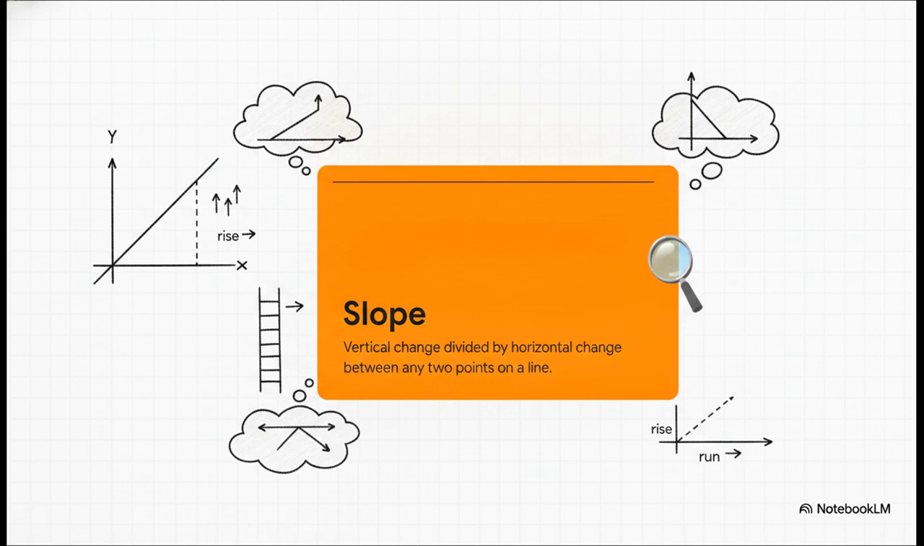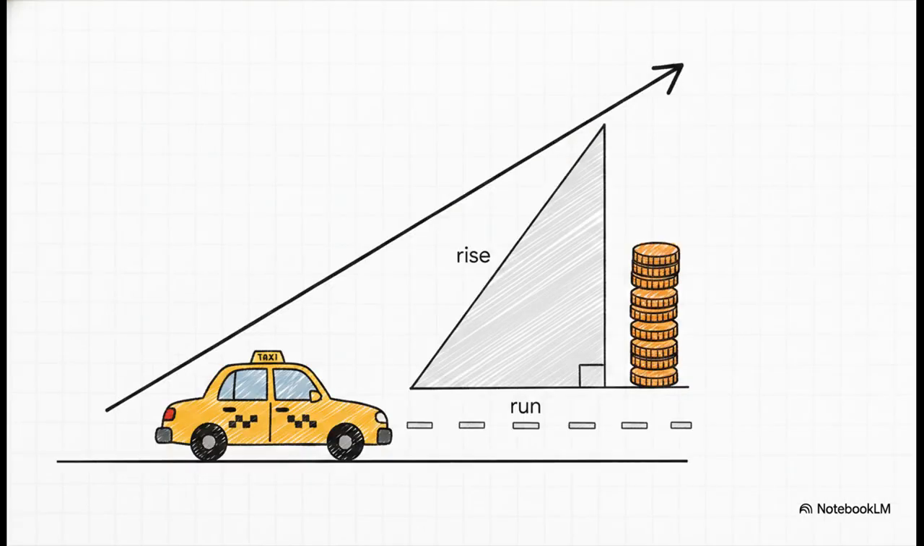You've probably heard the phrase rise over run, right? It tells us exactly how much our output, or y-coordinate, rises or falls for every single unit our input, the x-coordinate, runs horizontally. Getting a grip on this one concept is the absolute key to unlocking almost all of linear algebra. But let's actually bring that abstract definition to life.